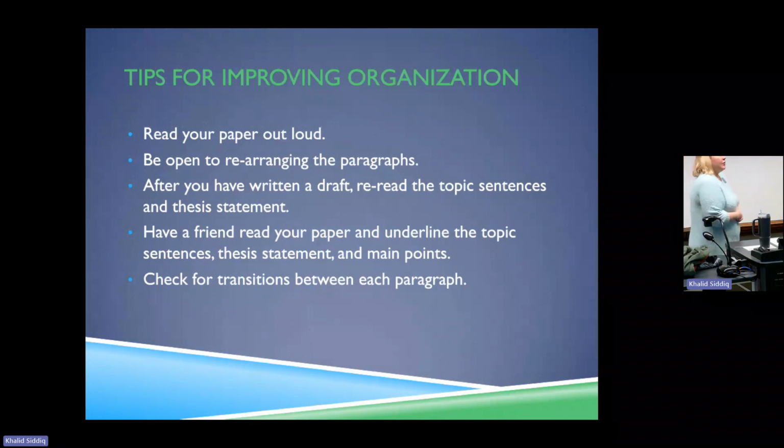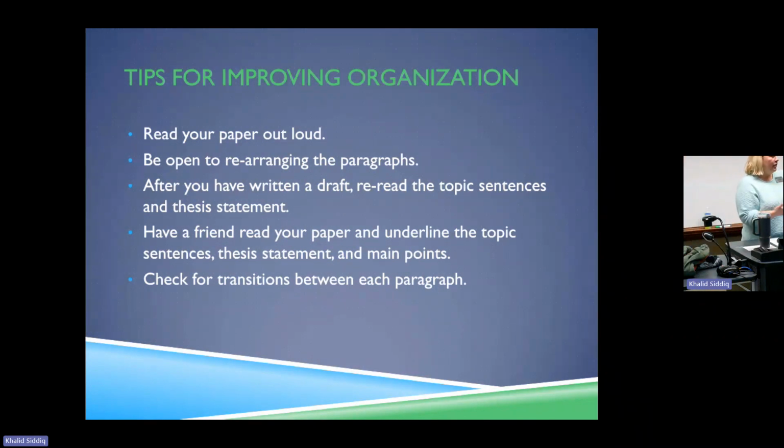After you've started to get it arranged the way you want, then we can reread things. After you've written a draft, reread topic sentences, reread the thesis statement, and make sure that things are starting to make sense. One thing you can do is have a friend read your paper and underline the topic sentences, the thesis statement, and the main points, and see if the things they underlined are the things that you actually wanted your paper to be about. If they match up, great. If they don't, then you know you need to change some things. And also check for transitions. Make sure that the paragraphs flow together and we're not abruptly stopping one idea and starting another one, but showing connections between our ideas.